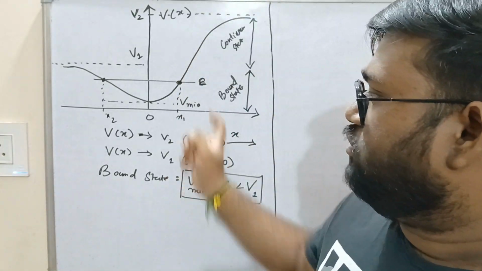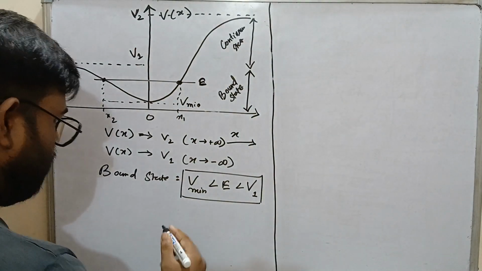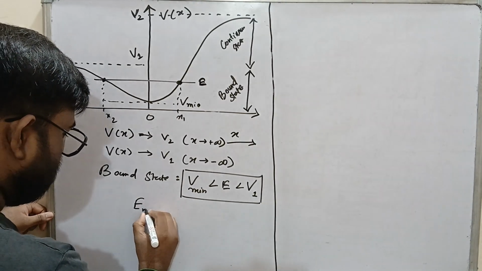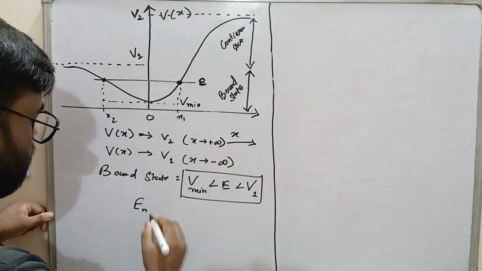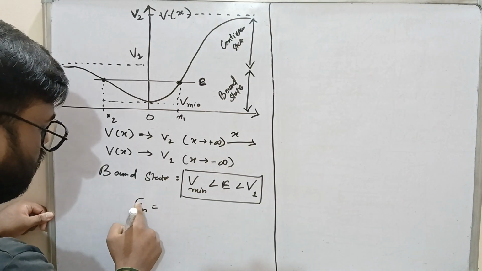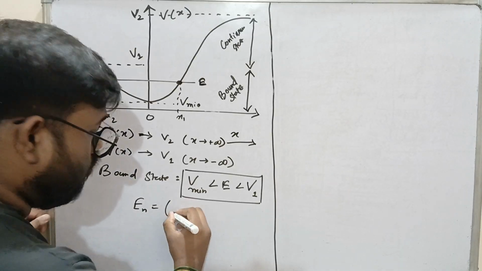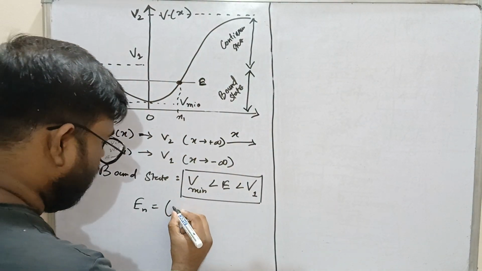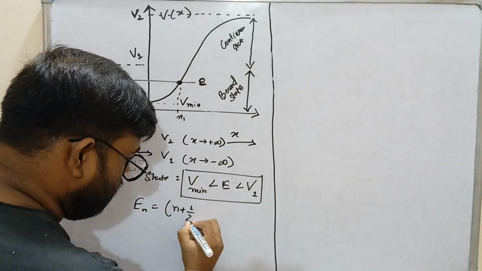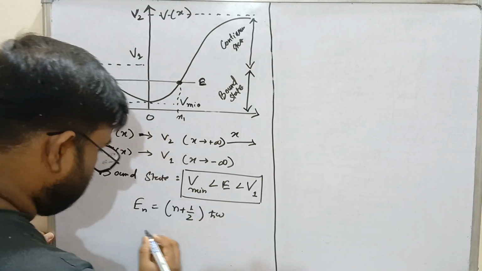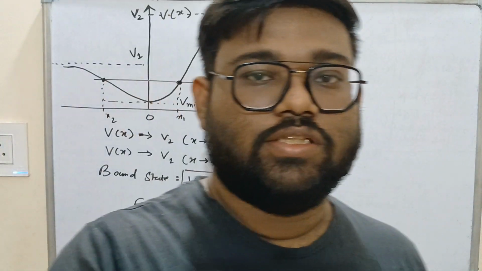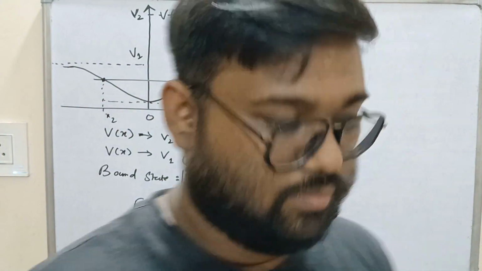Now, in this bound state, there is also another aspect that we know in quantum mechanics: we define energy as E_n, which means energy is dependent on the value of n. Those who know quantum mechanics know there are two very famous states. One is the harmonic oscillator state, defined as this. The other one is the one-dimensional potential well, which I discussed in the last video.